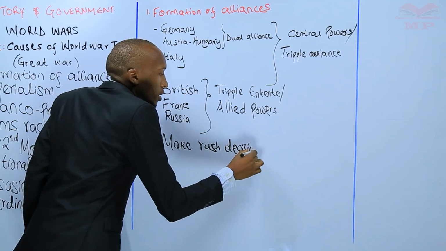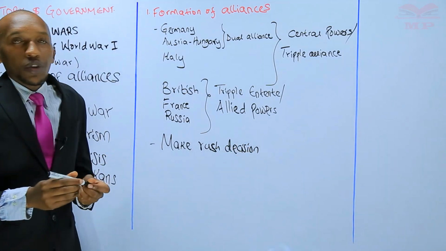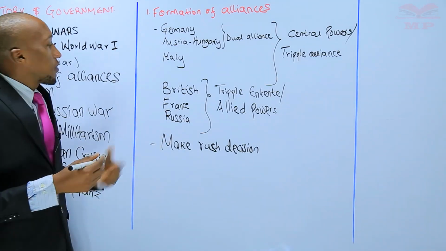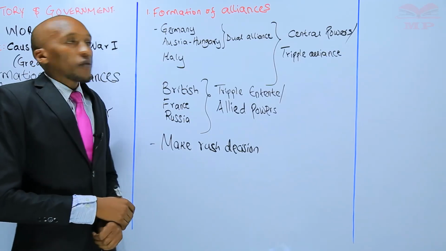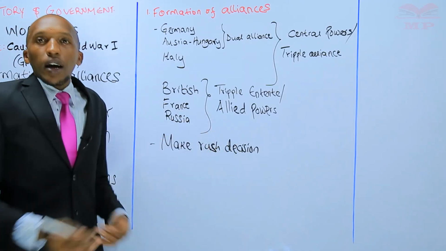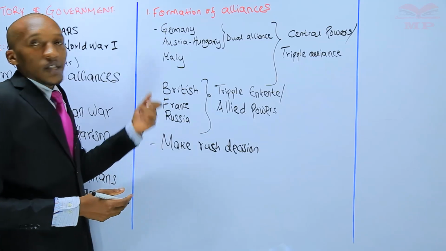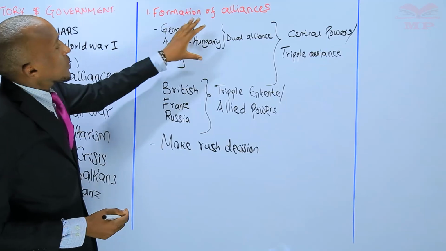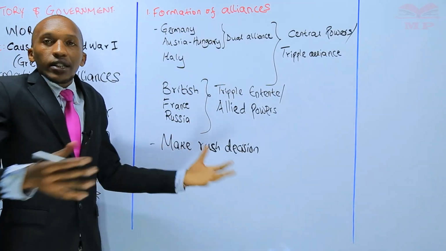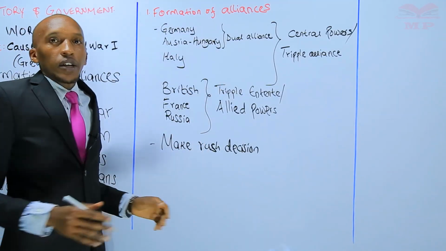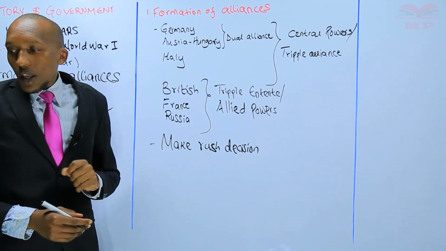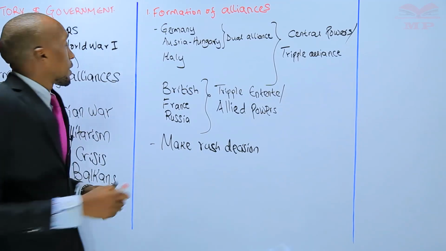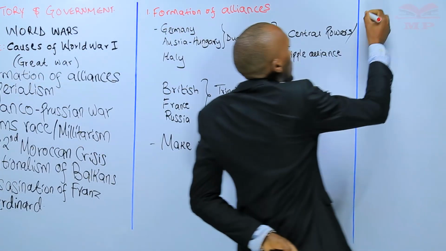decisions. Each country, especially Germany and France, the biggest participants, could make any kind of decision because they knew they had other countries to come and back them against the other country. So that is all about the formation of alliances. These two alliances laid the ground for the World War. Now we look at the next cause of the World War: imperialism.